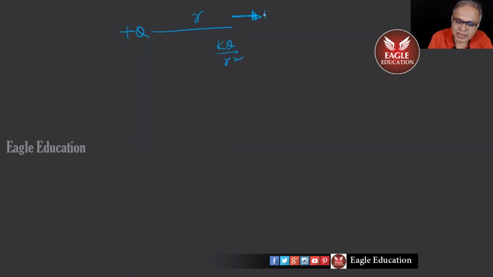What direction is this? E. Why? Because E is defined as a force on a unit positive charge. That means if I place a positive charge here, the force would be that way. Therefore, E is that way, right? If I place a -1 charge here, what will be the direction of E?